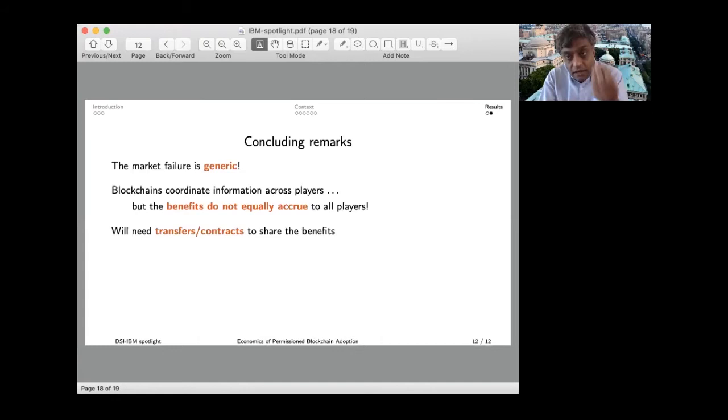They are willing to get onto the blockchain, but their information will not be useful until everybody else gets on the blockchain. So we will always need some sort of transfers and contracts in order to share the benefit. And we believe that this is generic, and this is going to be a bottleneck that one would have to get over if we want blockchain adoption to be much more integrated into the technological space or the industrial space.